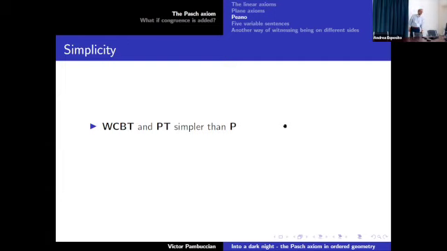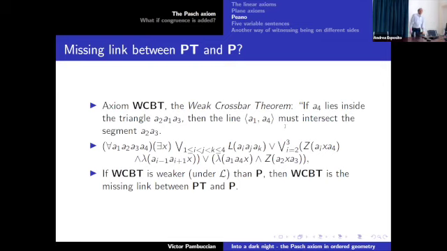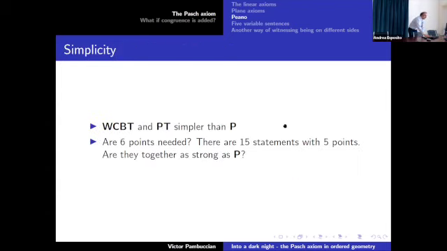There's no existential anywhere. And the weak crossbar theorem, as you see, it starts with 4 points and gives you a 5th. So the Skolem function is one about 4 variables. Okay.